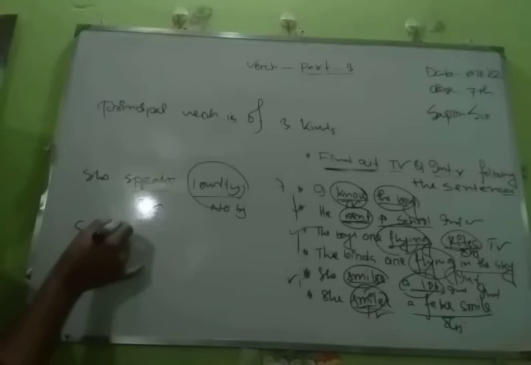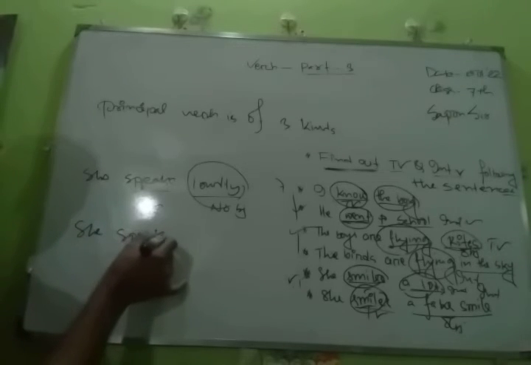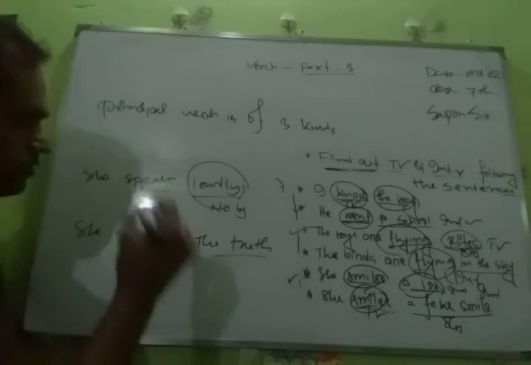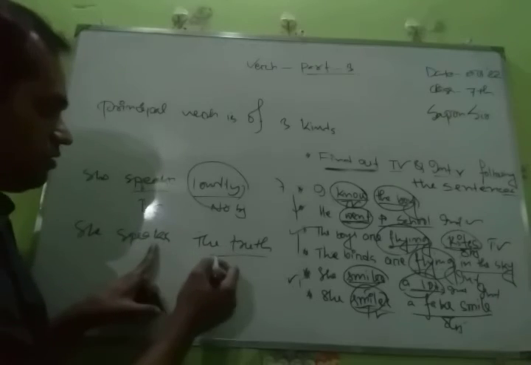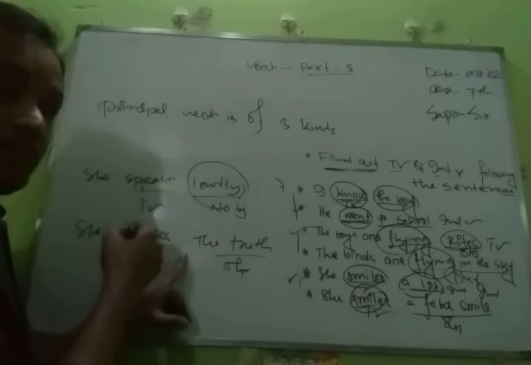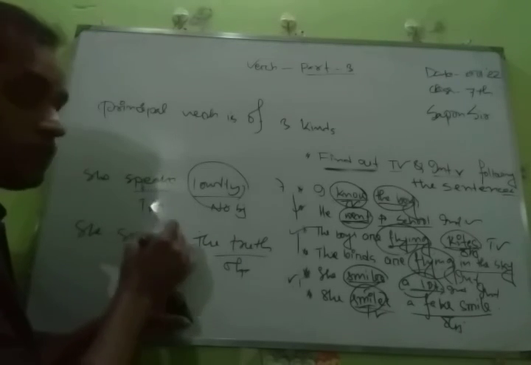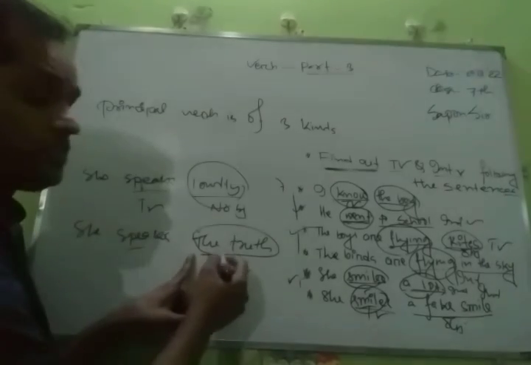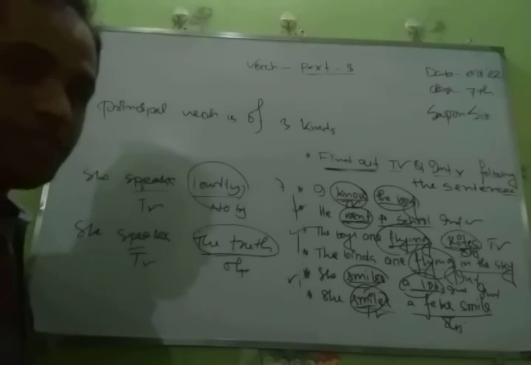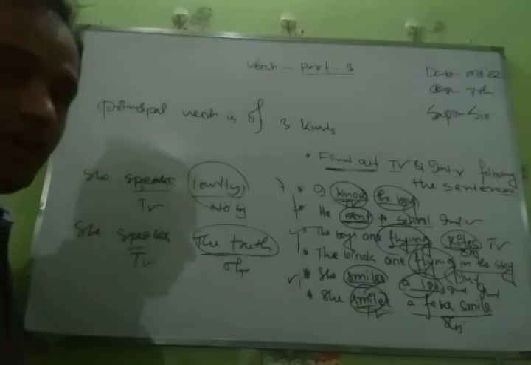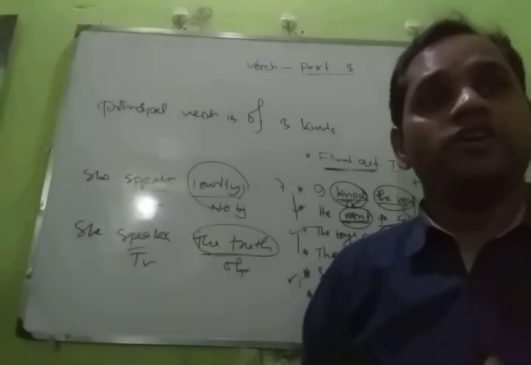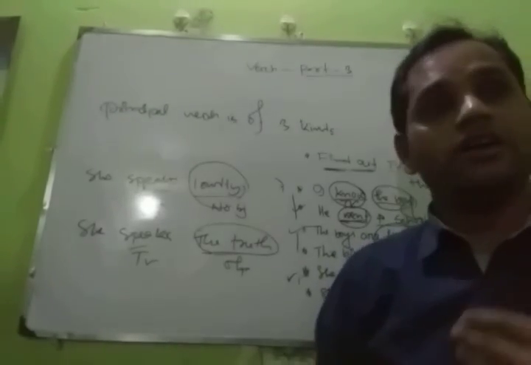She speaks the truth. That object is available. If you ask the verb with what or whom, the answer is available. Object is available. That verb is called the transitive verb. Have you understood, dear learners and viewers? Very good. I will discuss the details in a later class.